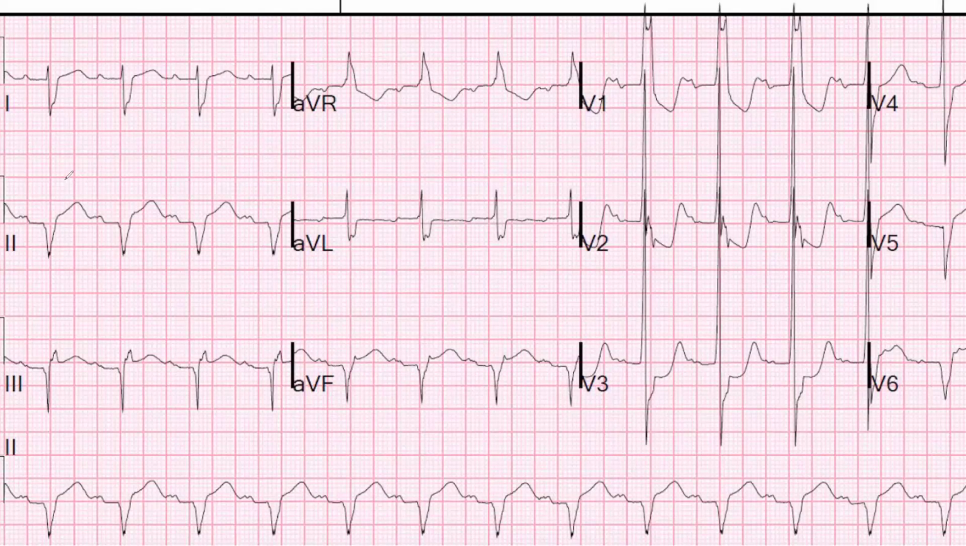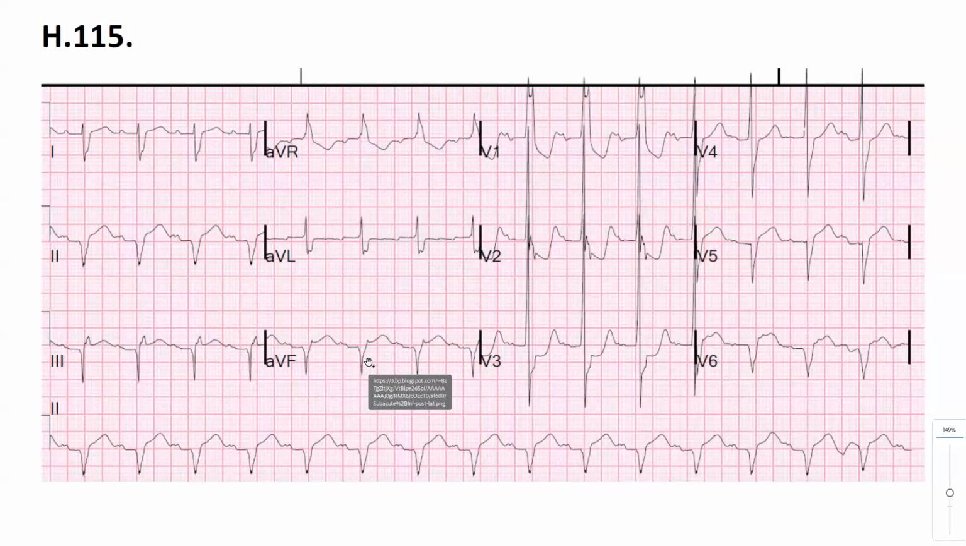I would say it's a left because in V1... Where can you see the wide, notched R wave? V1 or V6? The notched R wave is in V1. So where do you have the block? Left.